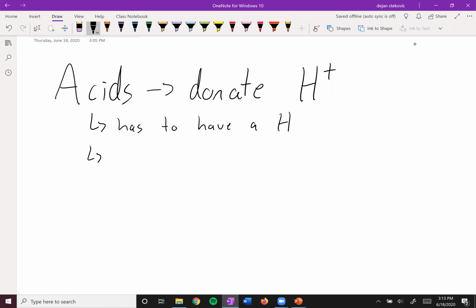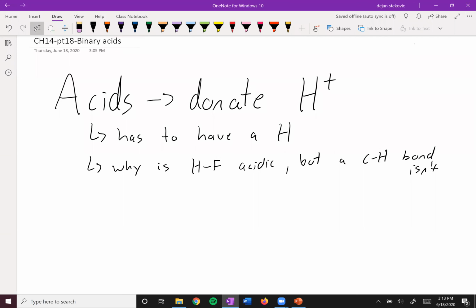And it's not just that you have to have an H, we have to take a look at different types of bonds. So for example, why is an HF bond acidic, but a CH bond isn't? Right, and so what we want to think about here is bond strength. One of them is strong, one of them is weak.